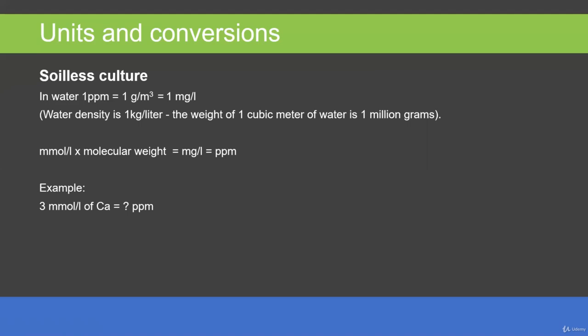Yeah, Patrick, you're right. All right, let's see, so what do we have to do? The molecular weight of calcium is 40 grams per mole or 40 milligrams per millimole. So 3 millimoles per liter times 40 milligrams per millimole, the molecular weight, gives us 120 milligrams per liter or 120 ppm, parts per million.